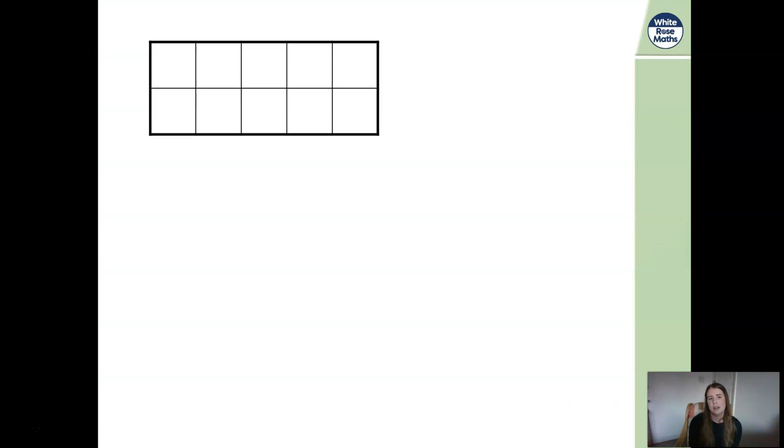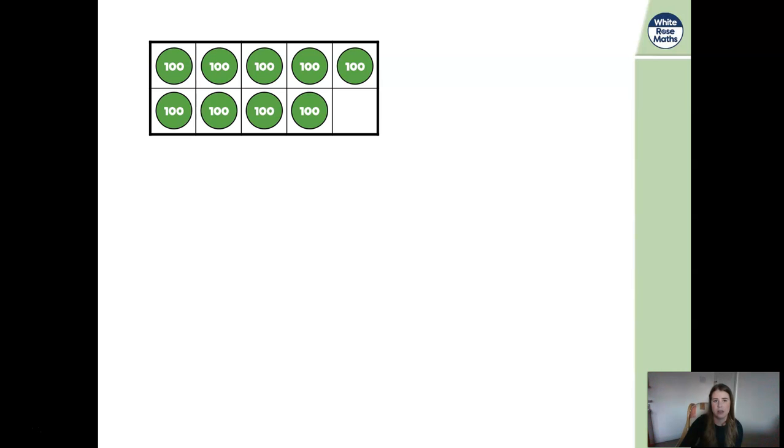So for today's learning, we're going to be looking at dividing by 100. Here I'm going to use my 10 square grid, and this is going to help us with our maths today. We're going to count in hundreds to see how many hundreds we can fit into a 10 square. So we have 1, 2, 3, 4, 5, 6, 7, 8, 9, 10. So we know that 10 lots of 100 is going to give us 1,000.